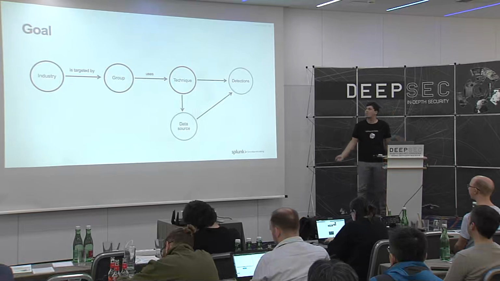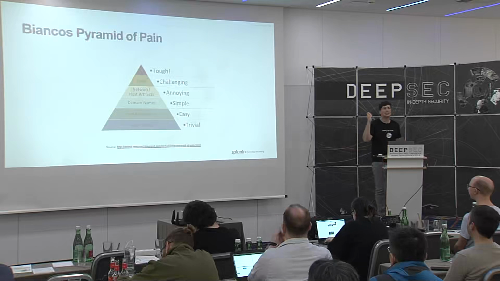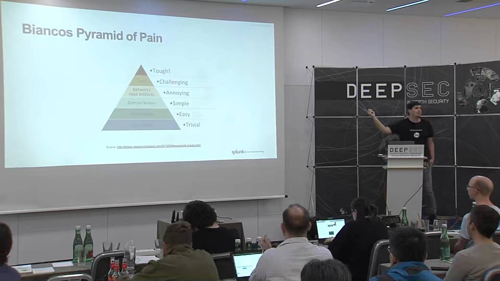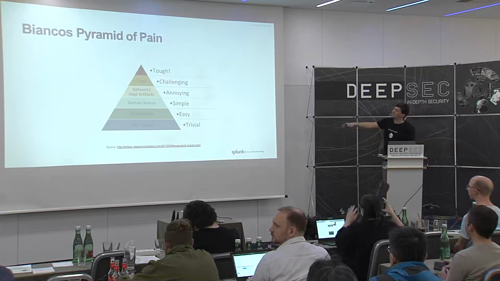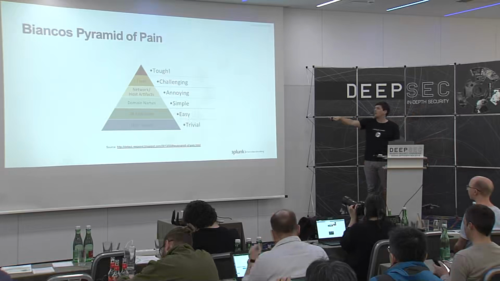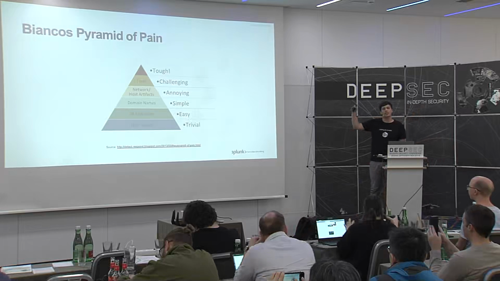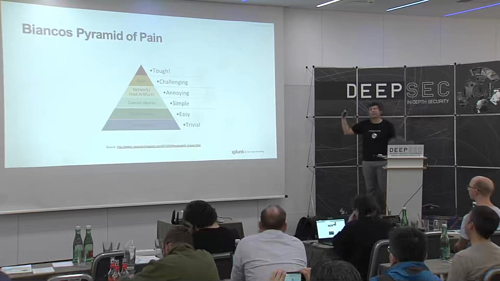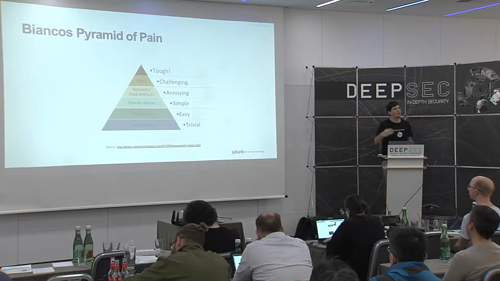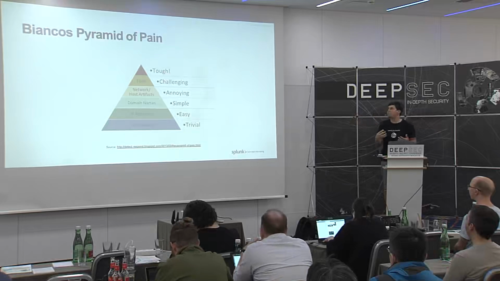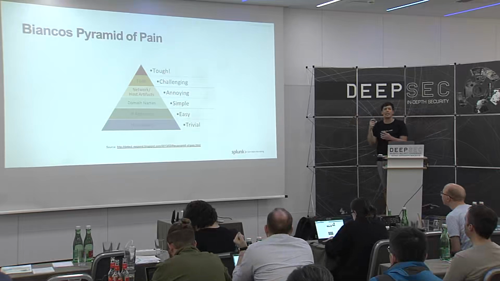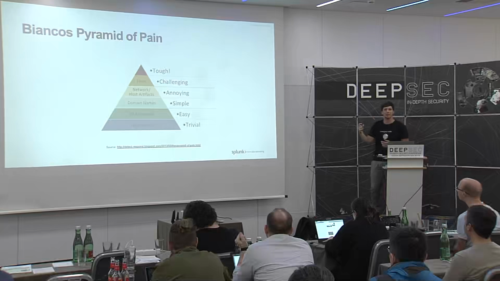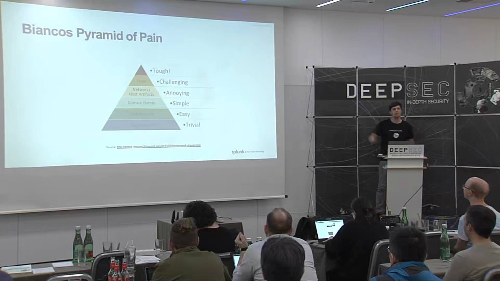For that, I want to show David Bianco's Pyramid of Pain. Who saw that pyramid before? Yeah, quite a lot already. On the pyramid you see different indicators: hash values, IP addresses, domain names. And on the right side, you see the pain it causes the attacker when we can take that indicator away from them. Let's start from the bottom.